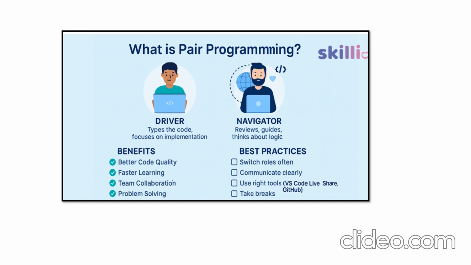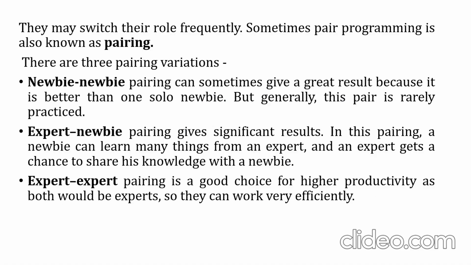It has some benefits and best practices also. Benefits are better code quality, fast learning, collaboration, problem solving. Best practices: switching the roles often, communicating clearly, using the right tools, taking breaks. Pair programming is sometimes called pairing because they may switch their roles frequently.